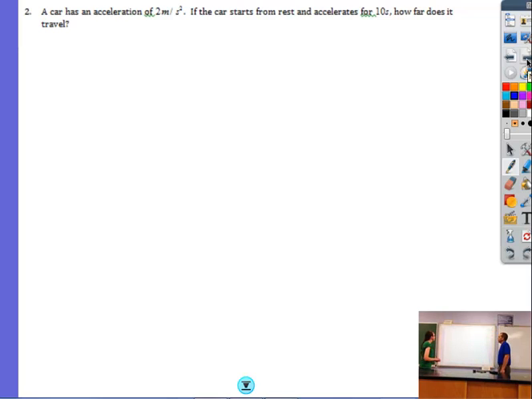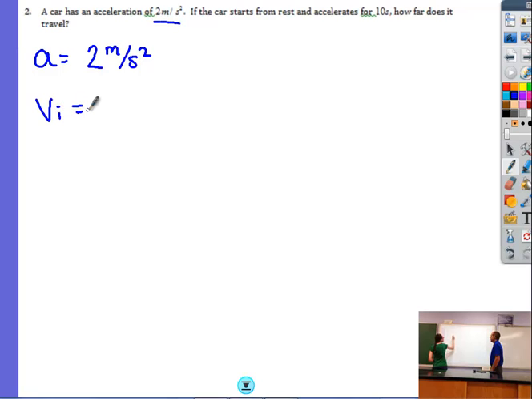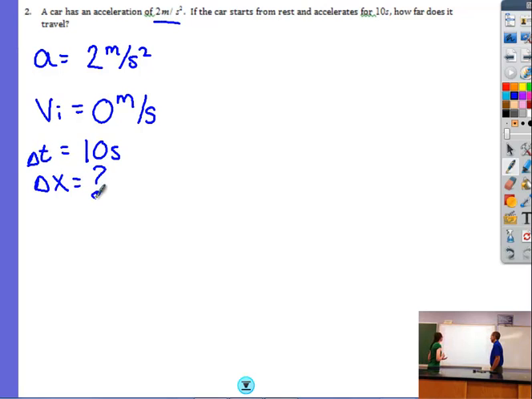Okay, a car has an acceleration of 2 meters per second squared. If the car starts from rest and accelerates for 10 seconds, how far does it travel? Okay, so let me write down what I know. Acceleration of 2 meters per second squared. Starts from rest, so my v initial is 0 meters per second. And it accelerates for 10 seconds, so I know my time is 10 seconds. How far does it travel? Change in position. So I'm looking for a change in position this time.